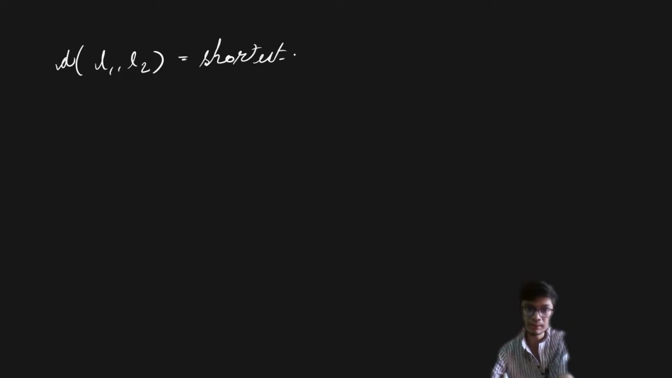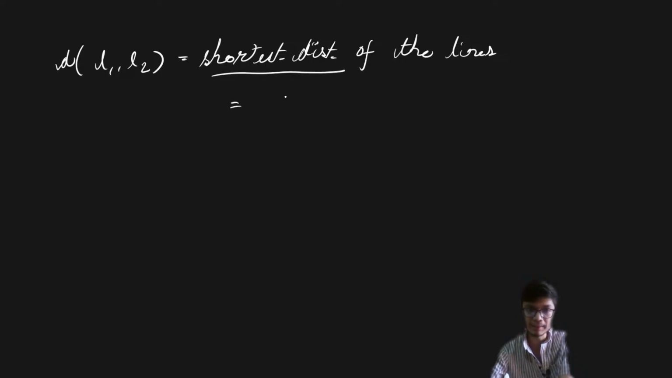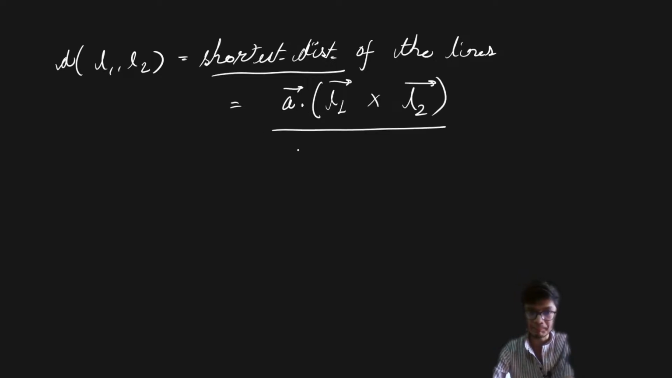So if we recall the formula for the shortest distance of the lines, it is simply given as follows. If I want to take the shortest distance, I'm going to simply take the dot product of the line direction, let us say we have the lines L1 and L2, and I will take the scalar product of it and divide by the magnitude of L1 cross L2, right? So that will basically give me the shortest distance, right?